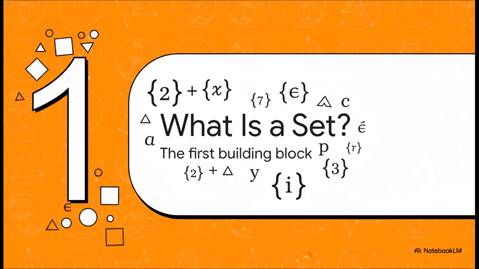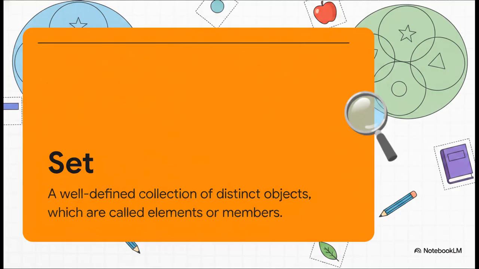What is a set? Seriously, this is the absolute core concept. Everything else we talk about today is going to be built right on top of this foundation. Okay, so here's the textbook definition. A set is a well-defined collection of distinct objects. And those objects floating around inside the set, they get a special name. We call them elements or members.